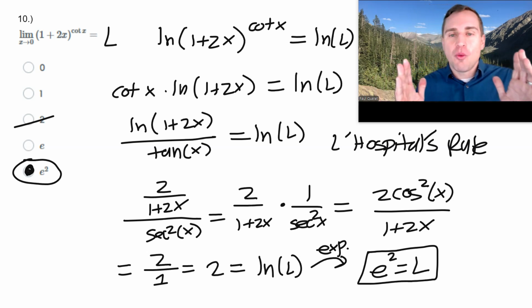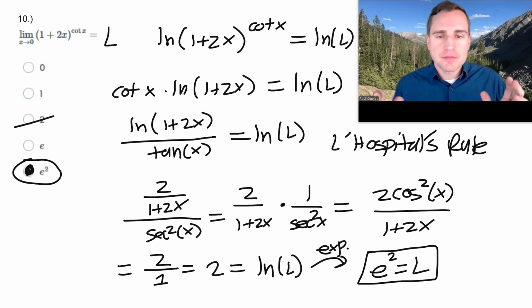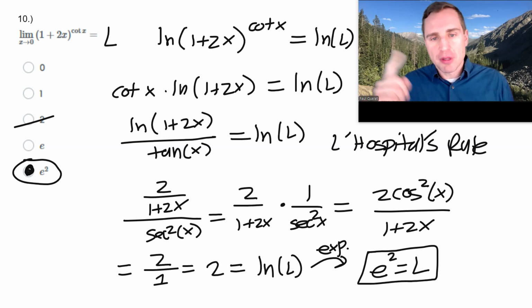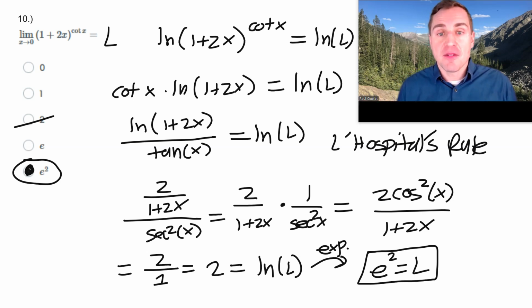So this is kind of a tough one where we had to understand taking the natural log, understand how to get this in indeterminate form, use L'Hopital's rule, plug in, and then exponentiate both sides, and then finally get our limit. Hope that makes sense.